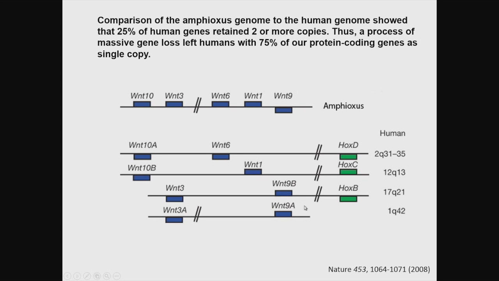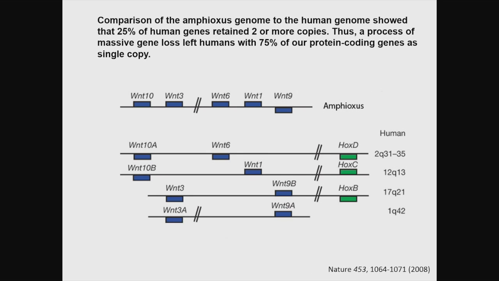Some have stayed, the others have stayed here as 2 copies. But in fact, in humans, we now know 75% of our protein coding genes are single copy. So that means that gene losses have been incredibly prevalent. The genes that stay in double copies or four copies, like the Hox genes, tend to be genes that regulate development or complex processes, and all the others are rapidly lost.